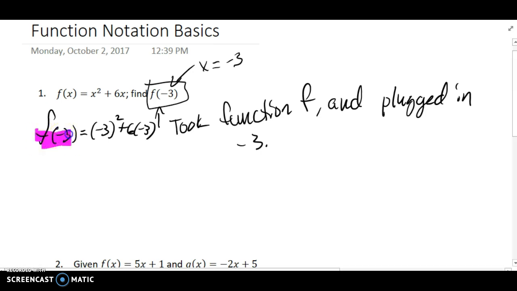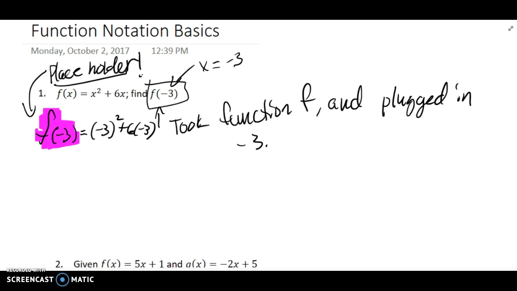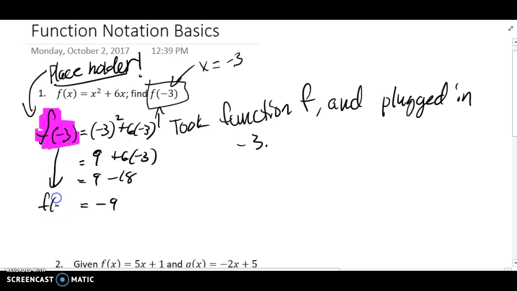Now, what's really important is this right here does not change. This is a placeholder. We don't do anything with it. It's just going to come down and come down and come down and be part of our answer. So we're just going to stay on the right side only. So -3 squared is 9, because we're doing PEMDAS, plus 6 times -3. 6 times -3 is -18. We get -9. Now this highlight is going to come all the way down and be part of the answer, and I'll talk about why that is later. But that is our answer.